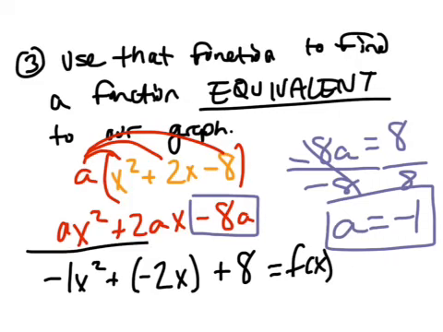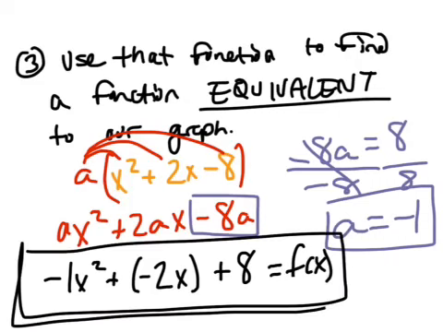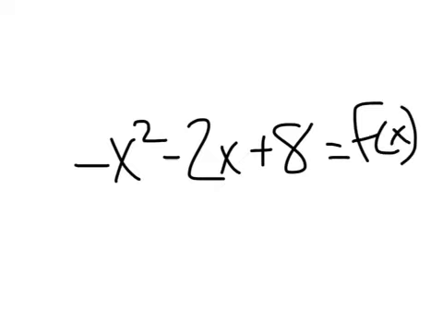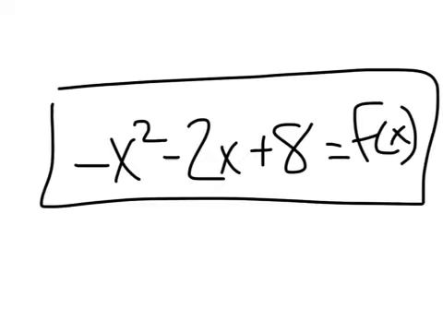So now we have a function with equivalent solutions, so it has the same solutions as our graph, and it also has the same c, and all of those things work together. So this function is our graph. Now we could clean that up a little bit if we wanted to. We could say negative x squared minus 2x plus 8 equals f of x, and that is the function of the graph.